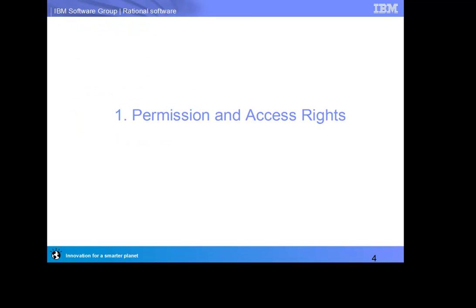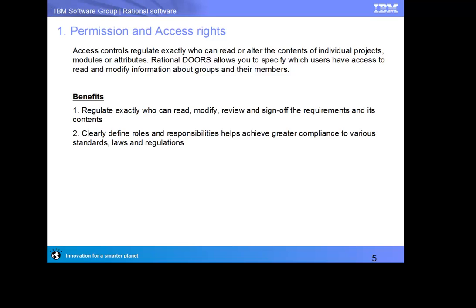Permission and access rights. Access controls regulate exactly who can read or alter the contents of individual projects, modules, or attributes. Rational DOORS allows you to specify which users have access to read and modify information about groups and their members. Two of the benefits are: one, they regulate exactly who can read, modify, review, and sign off on requirements and its contents. Two, they clearly define roles and responsibilities and help achieve greater compliance to various standards, laws, and regulations.